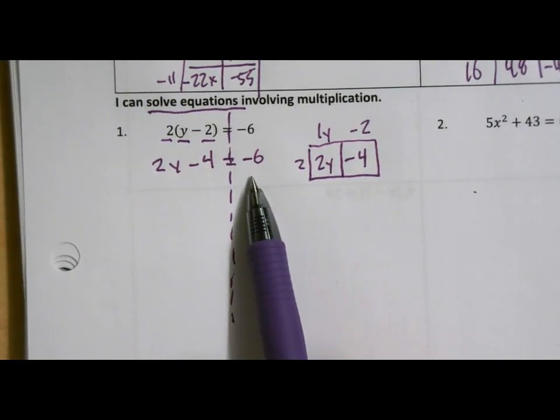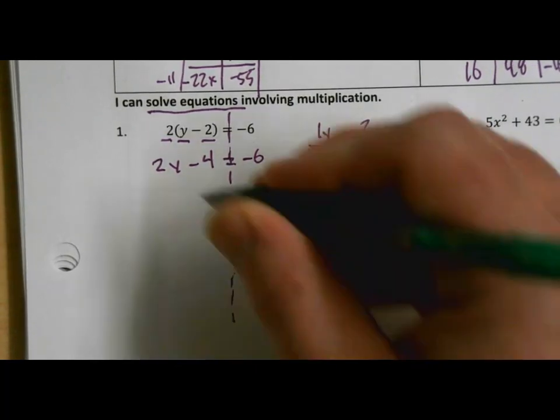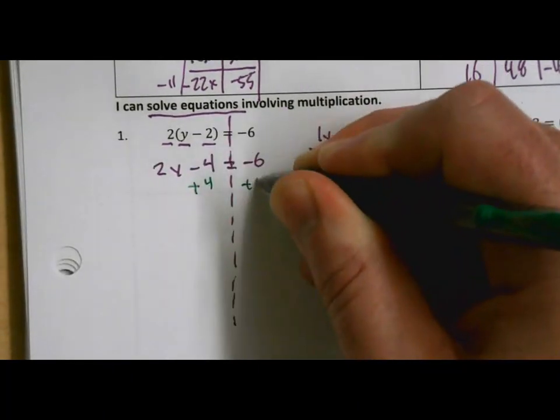Step 3, do we have a variable on both sides? Nope. Oh, good. We could skip step 3. So we're on to solving. So we're done simplifying. Let's solve this thing. What would be your next step? How are we going to get rid of that minus 4? Plus 4 on both sides.